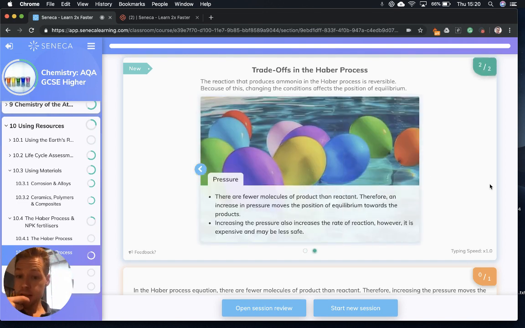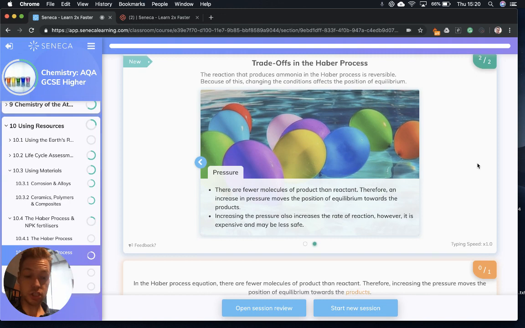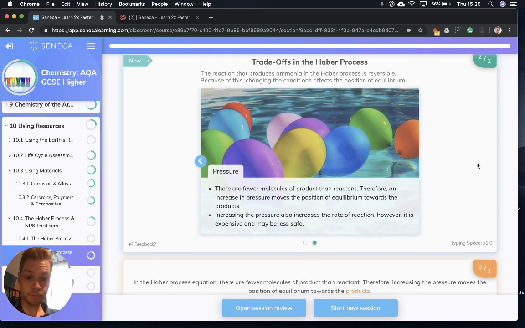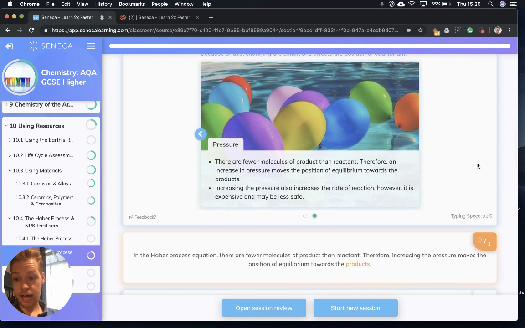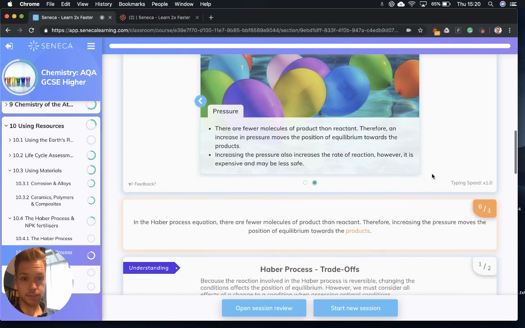Now, pressure. There are fewer molecules of product than reactant. Therefore, increasing the pressure moves the position of the equilibrium towards the products. Increasing the pressure also increases the rate. So, sounds great. Let's just have the highest pressure possible. Well, we don't do that either because it can be expensive to have such a high pressure, and it could also be less safe. There's more chance of explosions and stuff. So, in this process, there is a little trade-off.